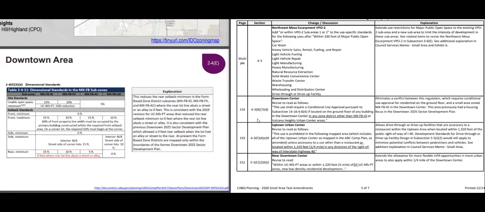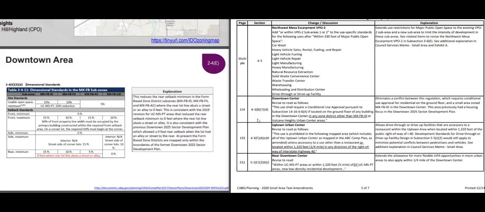It's on page 154 of the IDO, and the subsection is 43B7D. And this is the standard that applies to multifamily residential uses. And the change would read, this use shall require a conditional use approval pursuant to subsection 66A if located on the ground floor of any building in the downtown center in any zone district other than MXFBID or Volcano Heights urban center areas.